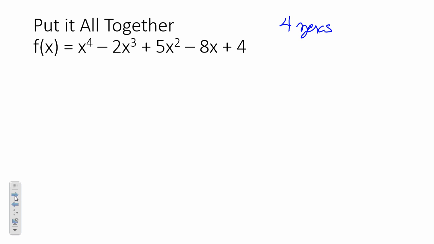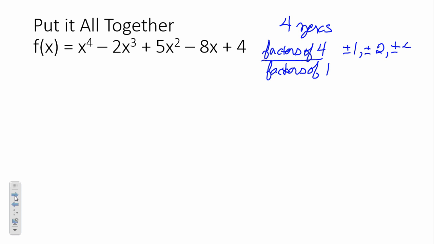What are our possible zeros? How could we find values that we should even try? Factors of 4 over factors of 1, our leading coefficient. Okay. And let's see if we can eliminate any of those, but we would have plus or minus 1, plus or minus 2, and plus or minus 4. So that's 6 possibilities, which can get tedious.